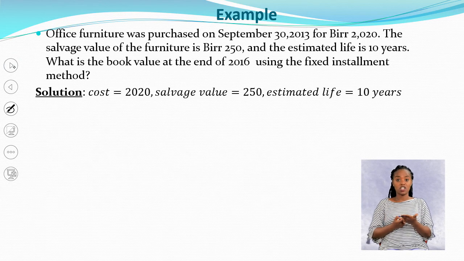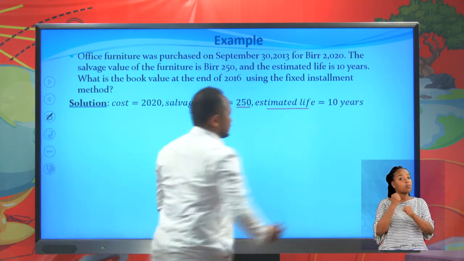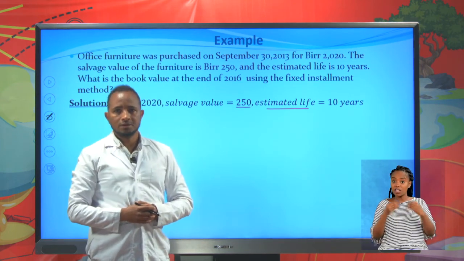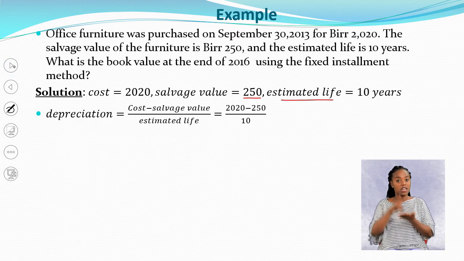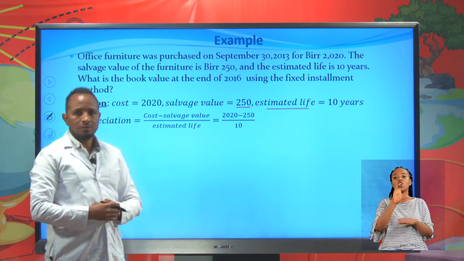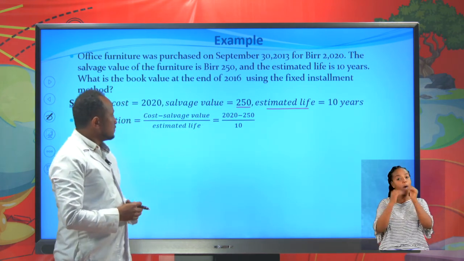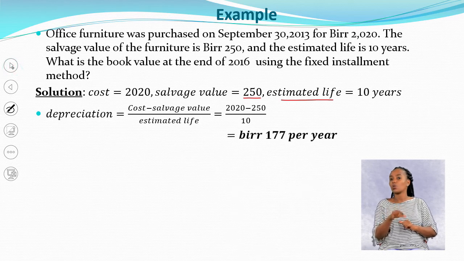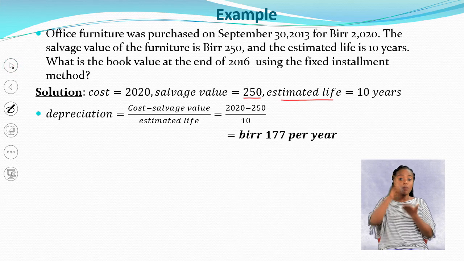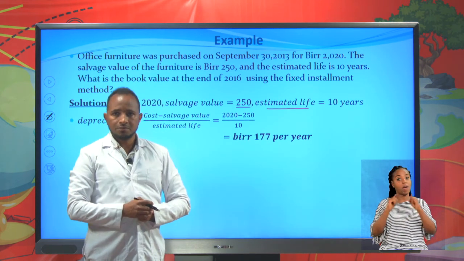Here the cost is given, it is 2020, and the salvage value is given to be 250 BIR, and the estimated life of this equipment is given to be 10 years. So applying the formula, the depreciation per year is given by cost minus salvage value divided by estimated life. So this equals 2020 minus 250, divided by 10. When you evaluate this, you get 177 BIR per year. This is the depreciation rate per year.